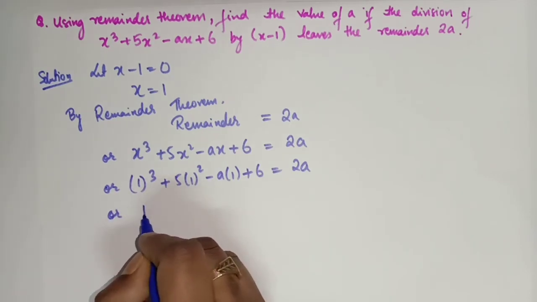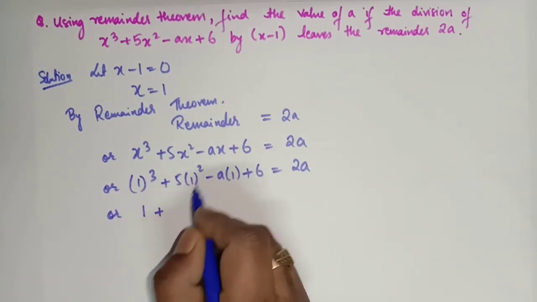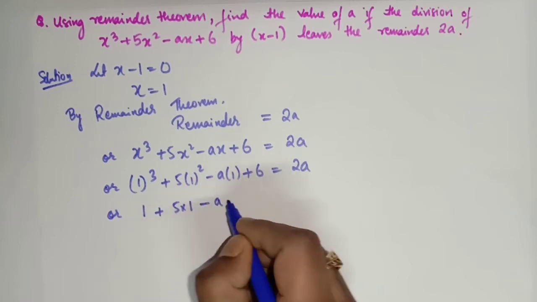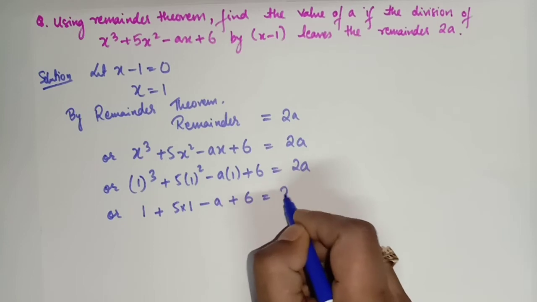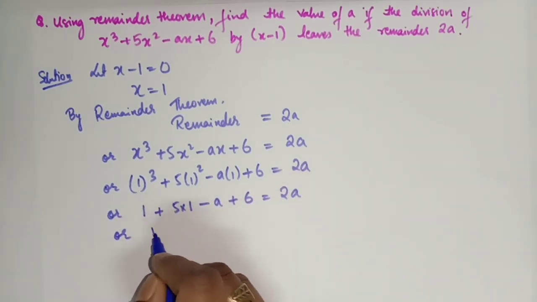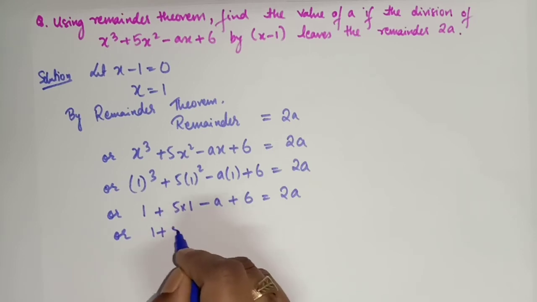1 into 1 into 1 will be 1. Plus 5 into 1 square, that is 5 into 1 square is 5. Minus a into 1 is a. Plus 6 equals to 2a. Now what will be? 1 plus 5 into 1 is 5.